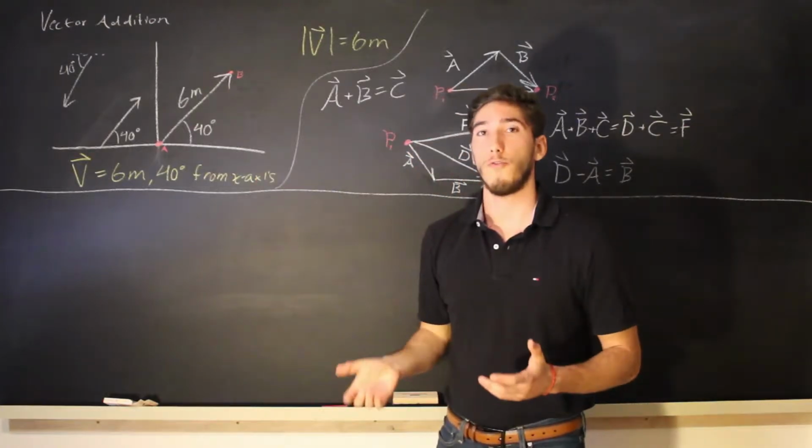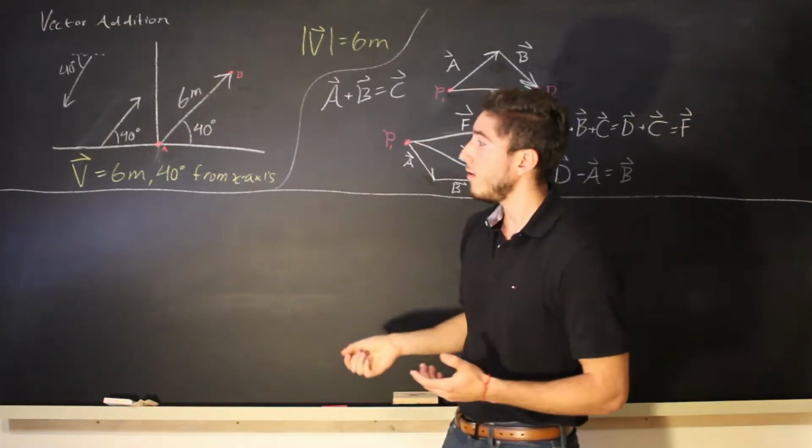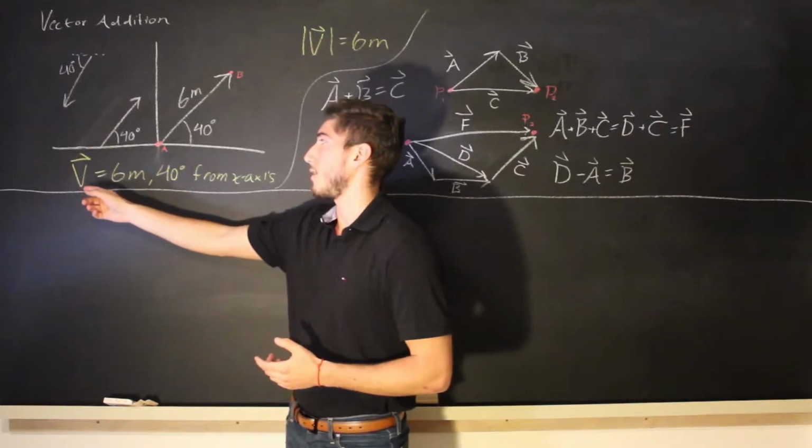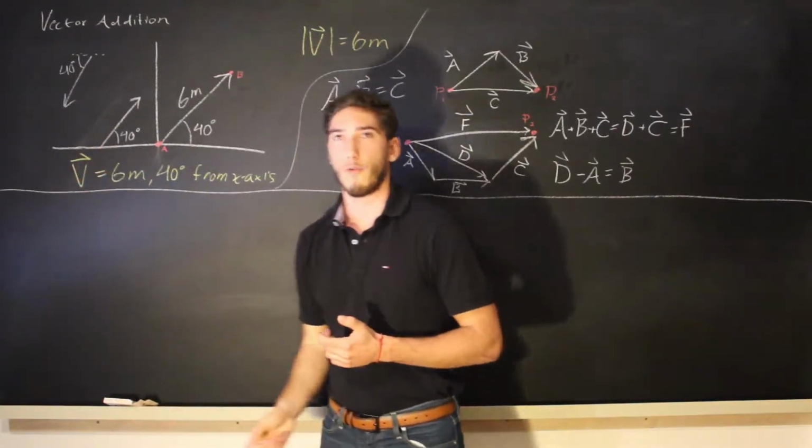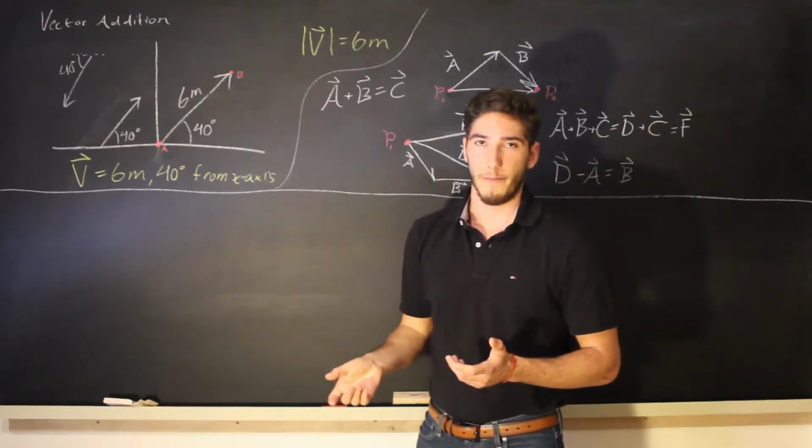The way that we note vectors on paper is the letter or symbol that you choose for your vector with a little arrow on top, and that will represent a vector on paper.